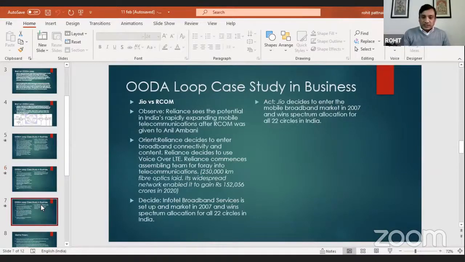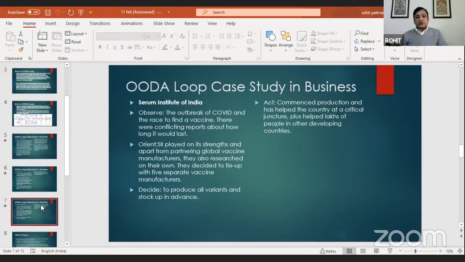Now, the last quick study I wanted to do is Serum Institute. All of us are aware of the risk taken by Serum Institute. Obviously now they're getting plaudits everywhere. The country's getting plaudits because of Serum Institute. But if you put yourself in Serum Institute's shoes way back in February and March, when they were tying up with AstraZeneca, they basically went out and tied up with five different people. At that point of time, there was no clarity. Would it work? Is it going to take months? Is it going to take years?